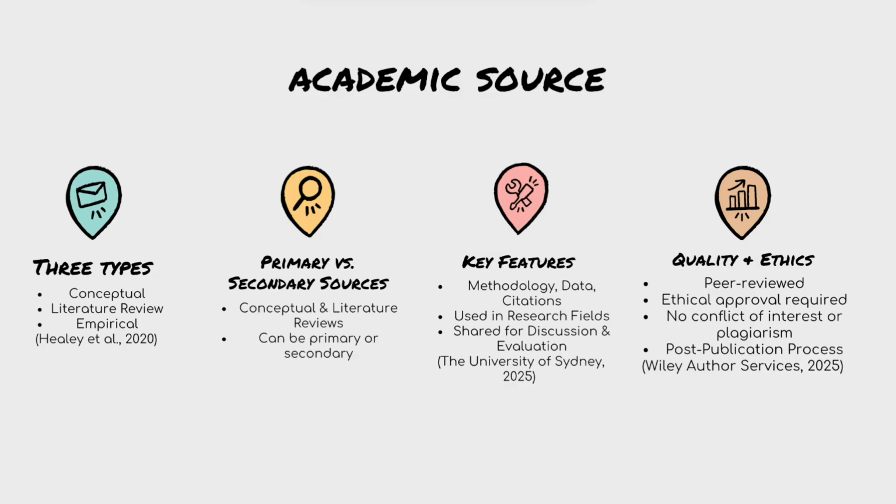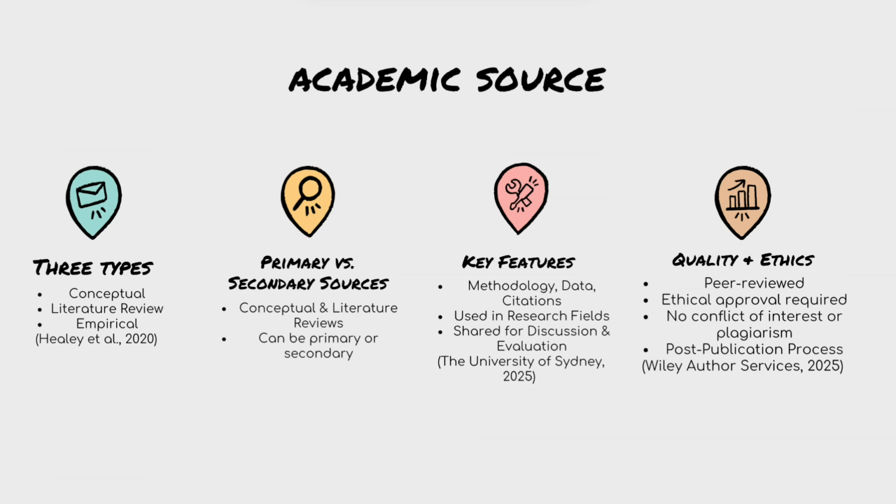An academic source can be classified in three different ways. It can be classified as either conceptual, literature review, or empirical. Conceptual sources and literature reviews can be further classified as primary or secondary sources. Primary sources consist of original data from experimentation, or can even consist of first-hand accounts, while secondary sources consist of analyses, interpretations, or commentary on primary sources made by other researchers.